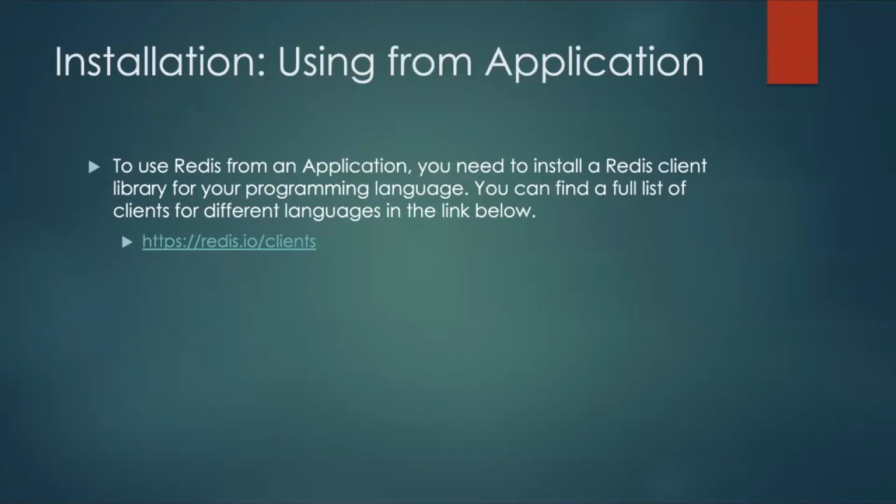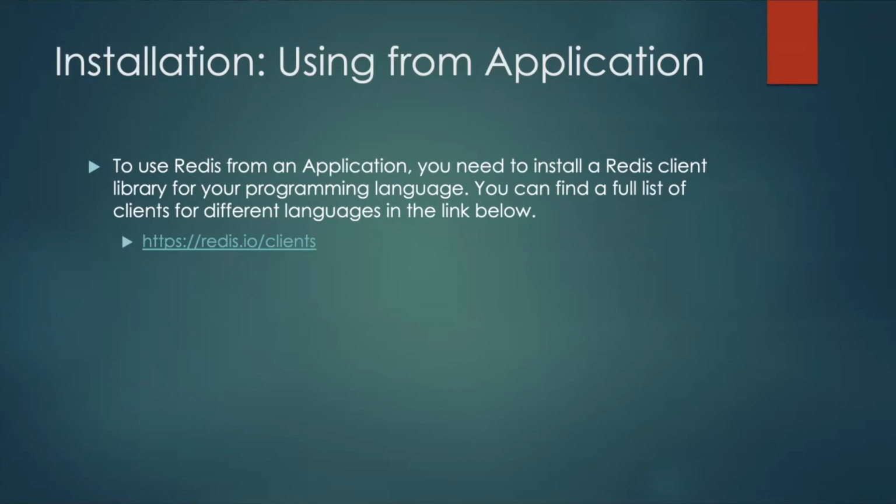Installation: using Redis from an application. To use Redis from an application, you would need to install a Redis client library for your programming language. And you can find a full list of those clients for the different types of languages in the link below. In that link, there are different types of languages like Java, SQL, and Ruby, and many more.